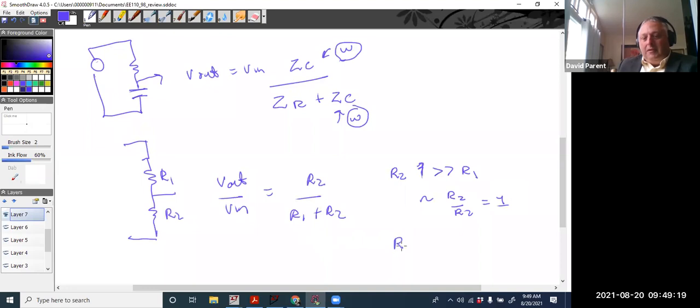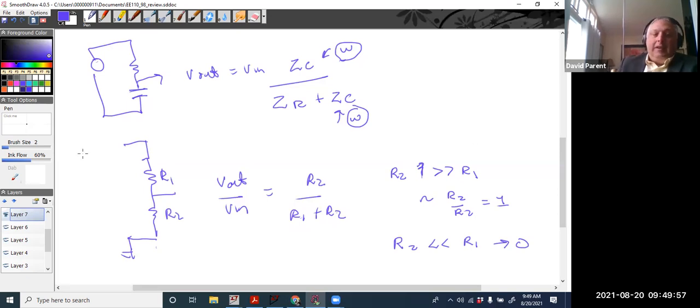If R2 is much, much less than R1, this will get a lot smaller, and eventually goes to 0. Because if there's no resistance here, it's effectively tied to ground, so that relationship goes to 0.